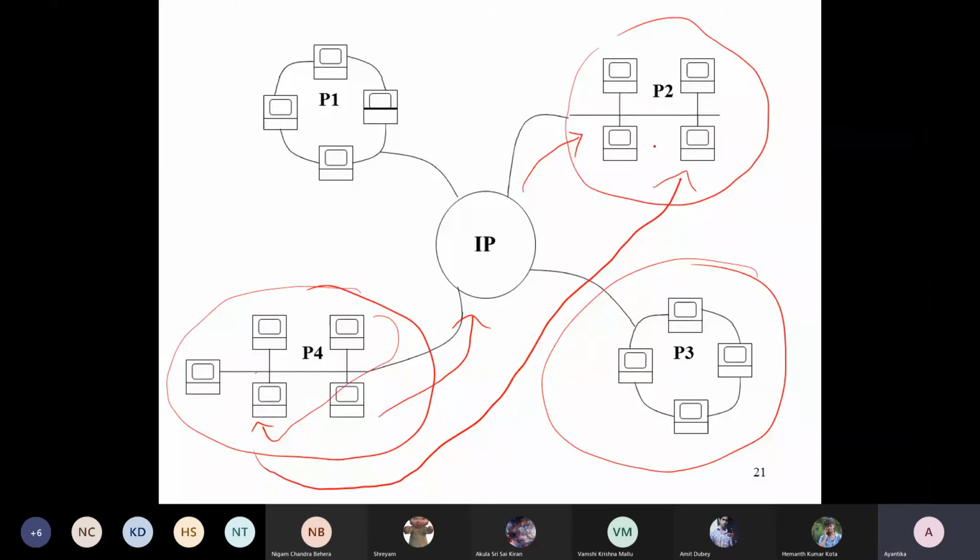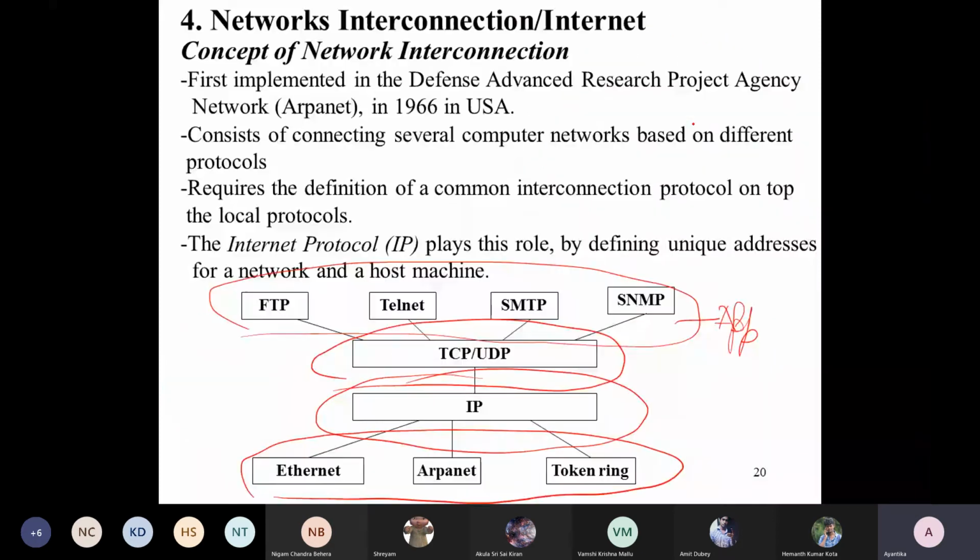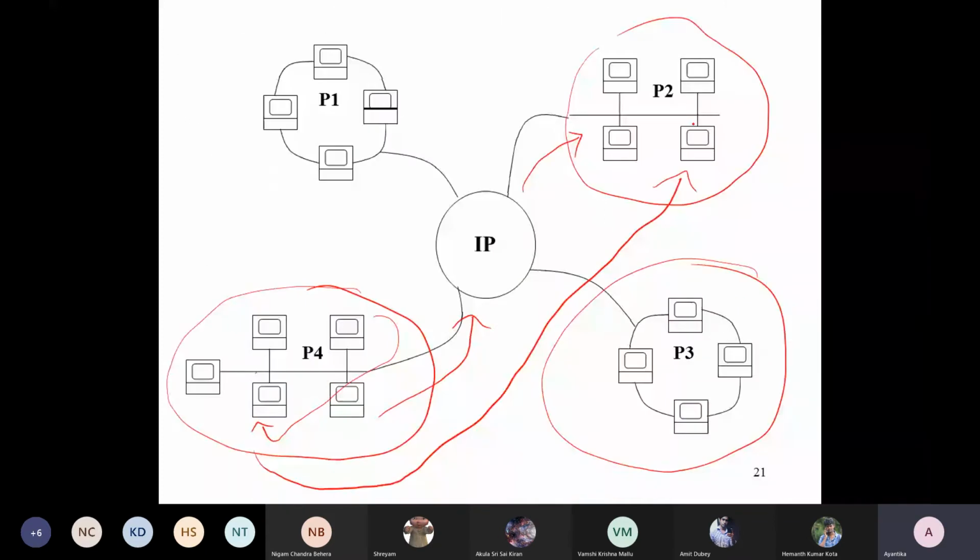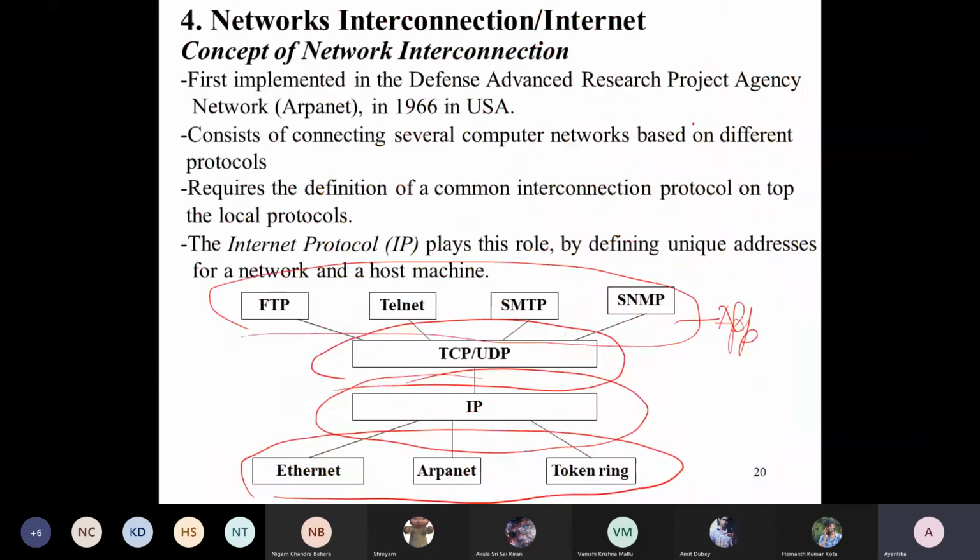So IP, then Ethernet. Now when we have reached some host in P2 from any node from P4, the exact port-to-port communication is confirmed by TCP. We will see how the TCP and IP functionalities are different and in which form this data is generated, or from which applications. That is governed by FTP, Telnet, SMTP, all these application level protocols.